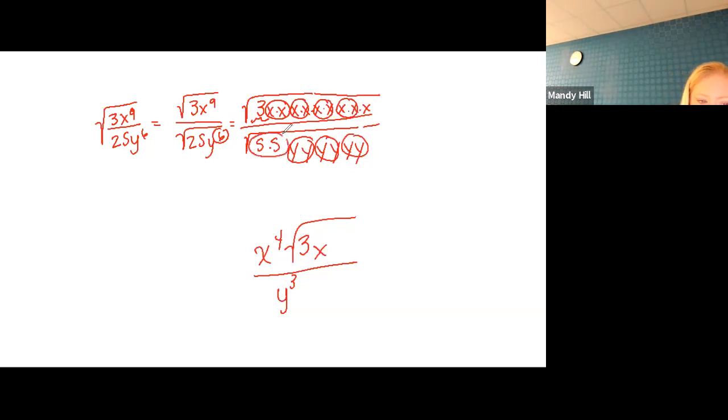And then we also have a 5 that had a pair. So it gets pulled out too. And we don't have anything under the square root because everything had a pair. The last step would just be make sure that everything cancels out, and if there is anything that's going to simplify it. And on this one, we don't have anything that's the same on the top and the bottom.